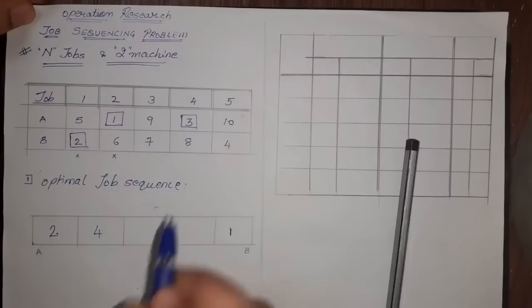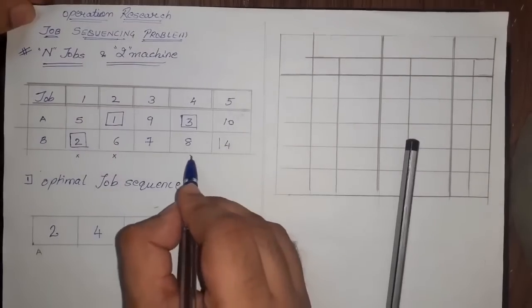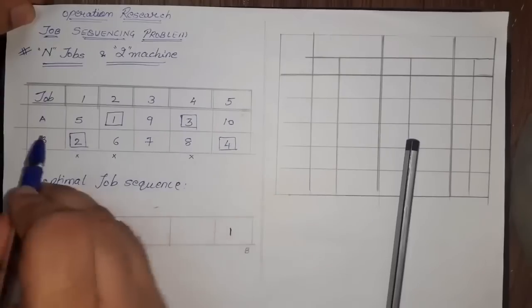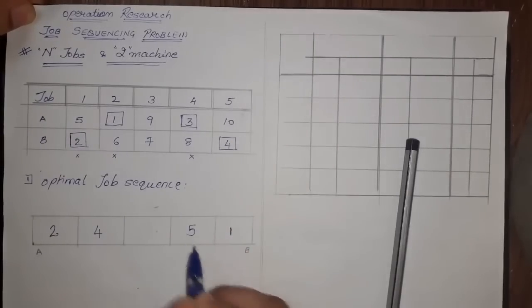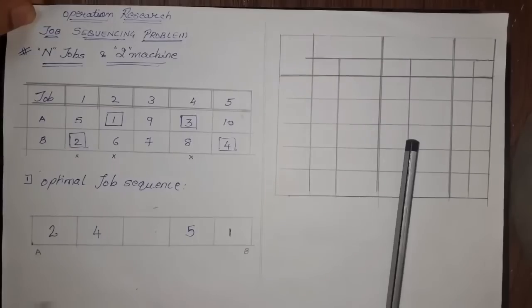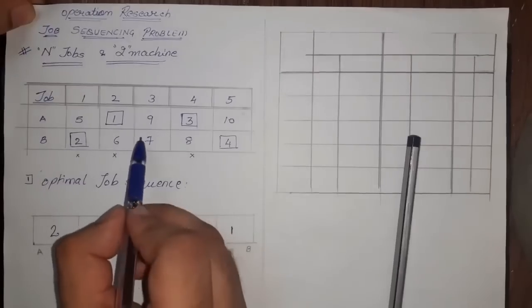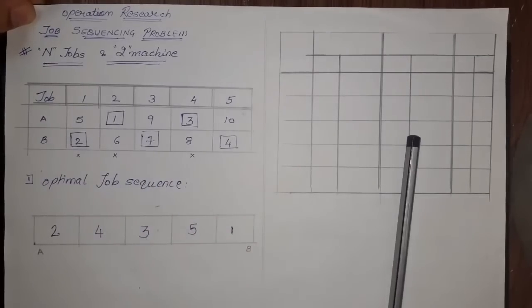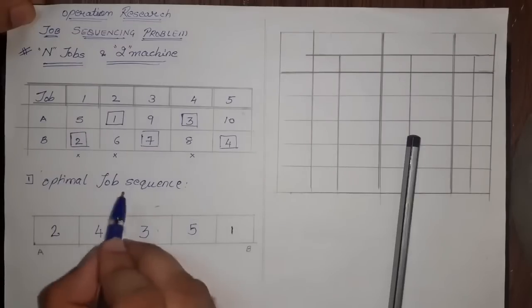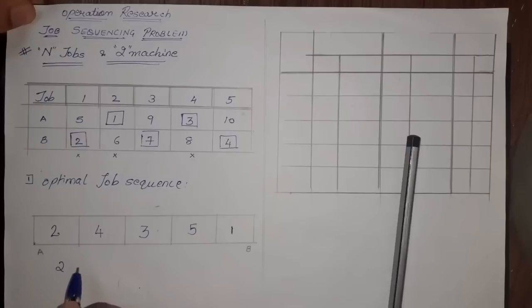The next least number is 4. It is under machine B and represents job number 5. Since it is machine B, we'll note it down on the right side. Lastly we have 7, and only one spot is available, so we can note it directly. So our optimal job sequence is: first job number 2 will be done, then job number 4, job number 3, job number 5, and lastly job number 1.